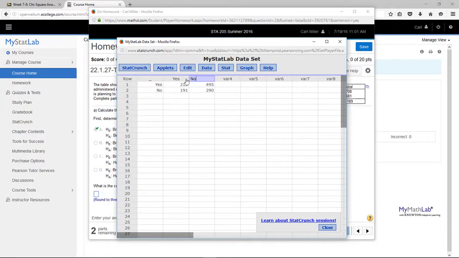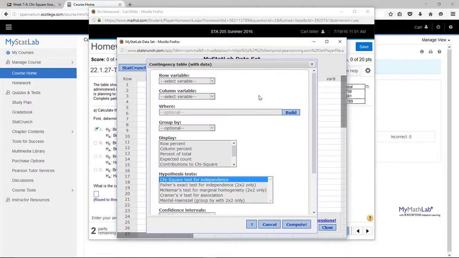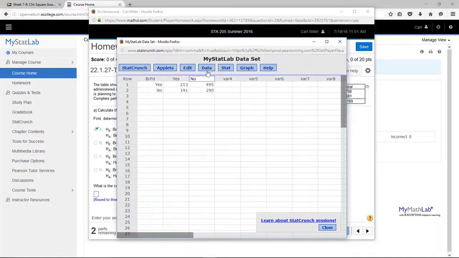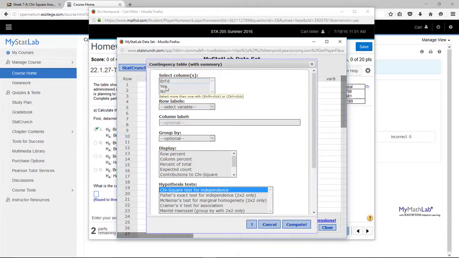So you're going to tell it that the data is in these two columns, and then the first column was the breastfeeding. So I'm just going to say BRFD for that to remind us. And you just have to remember the yes and no go with the epidural. So then go under Stat, and what you want to do is the chi-square contingency table. Tables, contingency with summary. Okay, so for the columns, remember, hold down the shift button and click the yes and no.